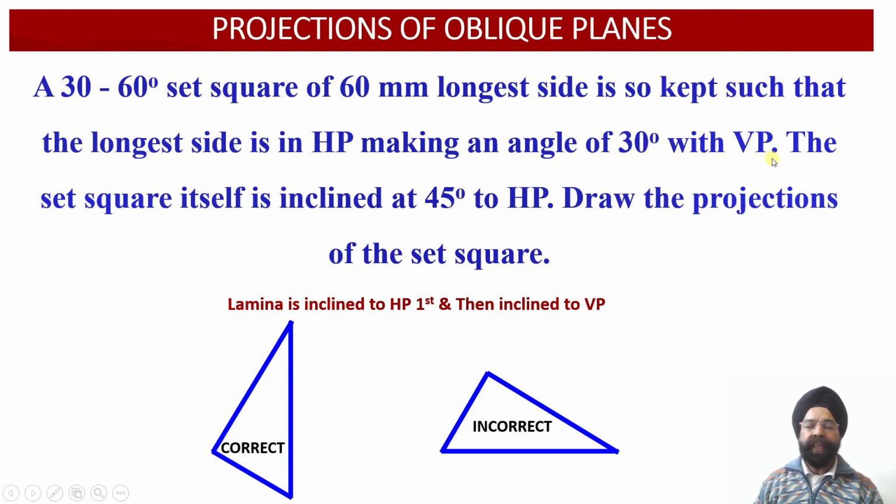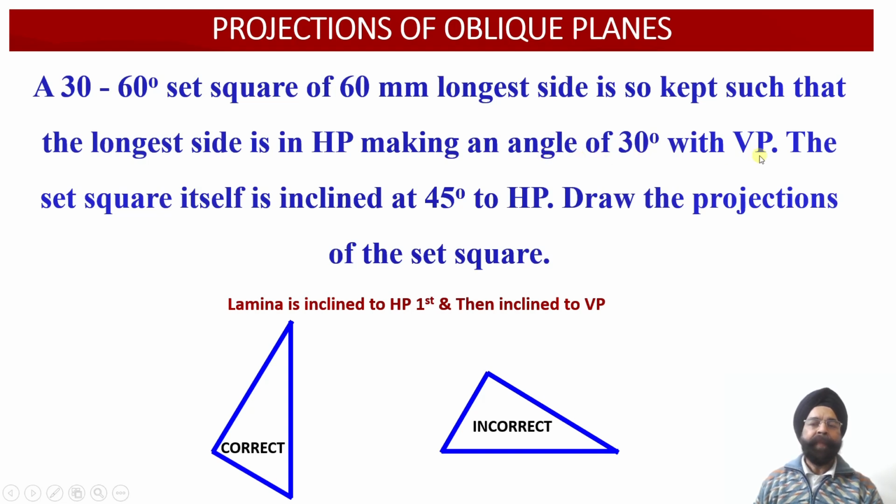Thereafter, we are going to incline this apparent shape of the triangular lamina, which we obtain when the edge view is inclined at an angle of 45 degree with respect to the HP. Into this apparent shape, this edge will also be apparent, but this edge will be the true length over there. So this edge we are further going to incline at an angle of 30 degree to VP.